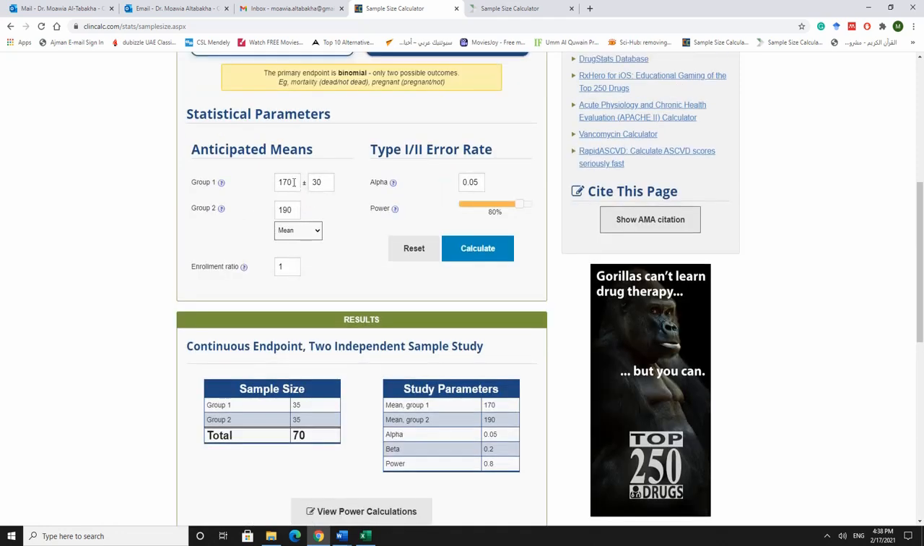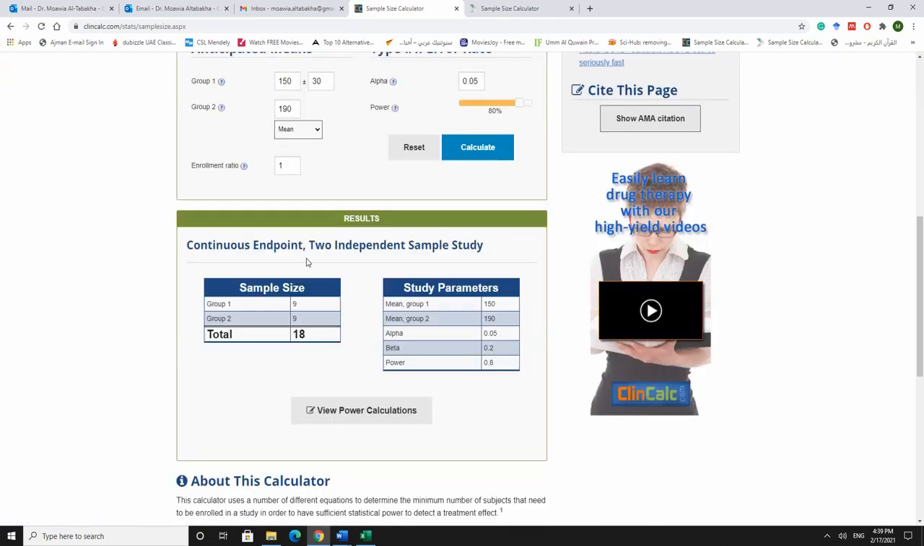Now look here, if I need this to be maximum 150, meaning there is a big difference that must be detected, what will happen to the sample size? It will be reduced. Look now. Now I have 9 and 9. Okay.